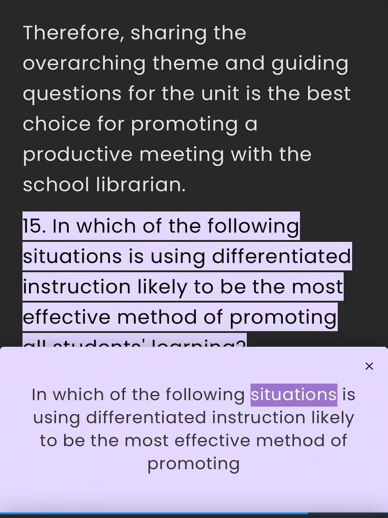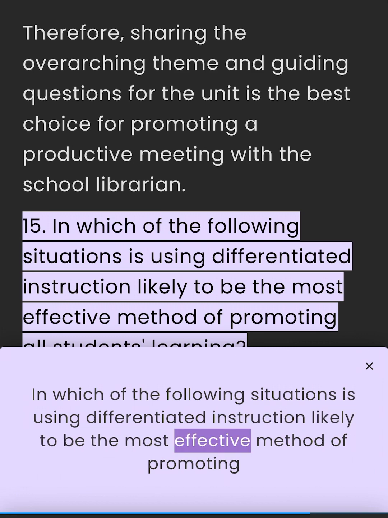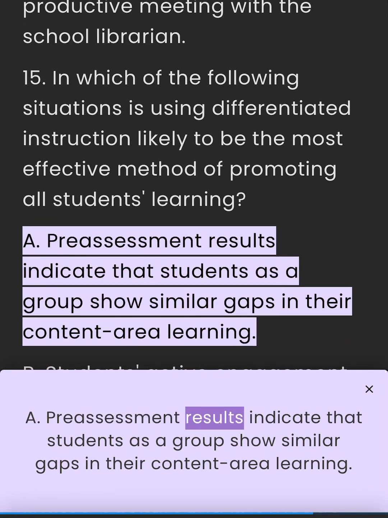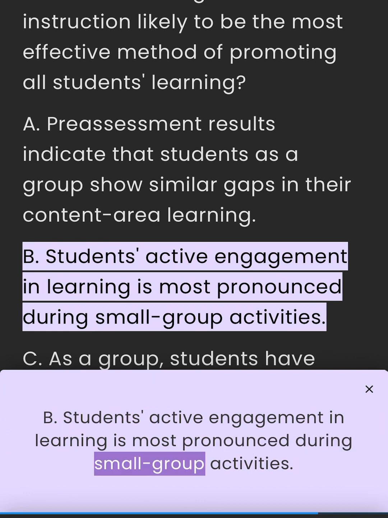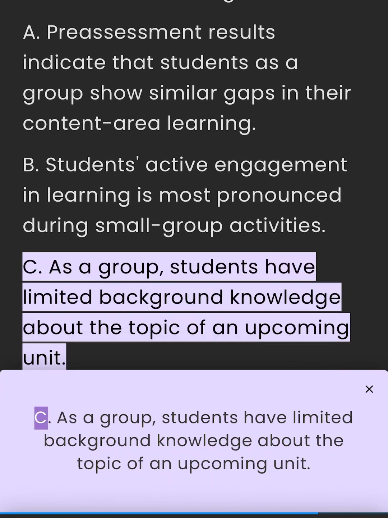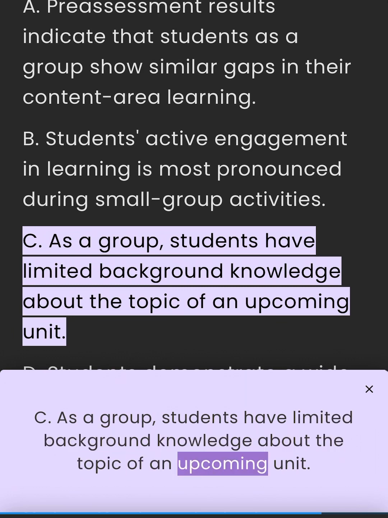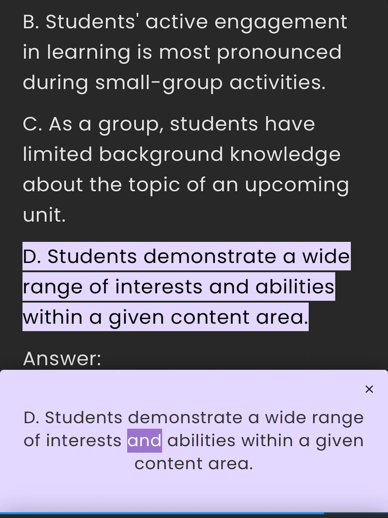15. In which of the following situations is using differentiated instruction likely to be the most effective method of promoting all students' learning? A. Pre-assessment results indicate that students as a group show similar gaps in their content area learning. B. Students' active engagement in learning is most pronounced during small group activities. C. As a group, students have limited background knowledge about the topic of an upcoming unit. D. Students demonstrate a wide range of interests and abilities within a given content area.